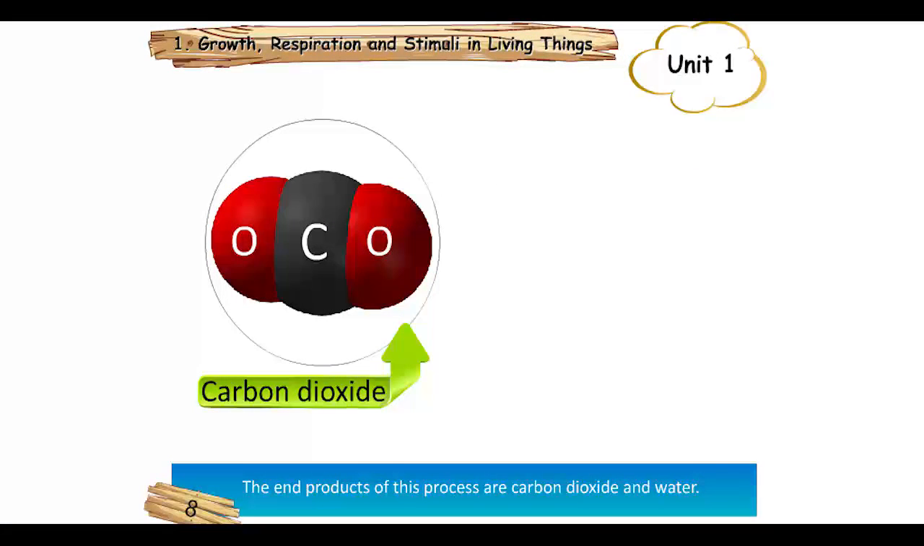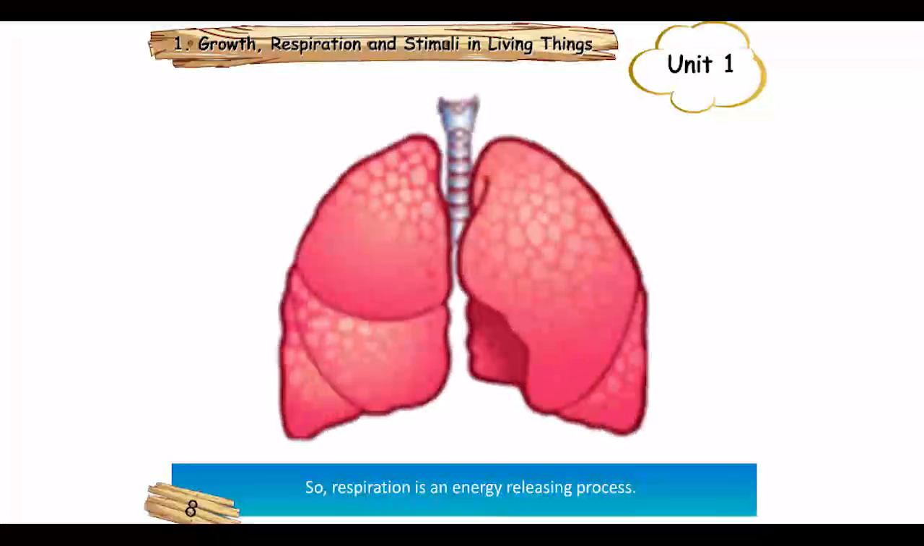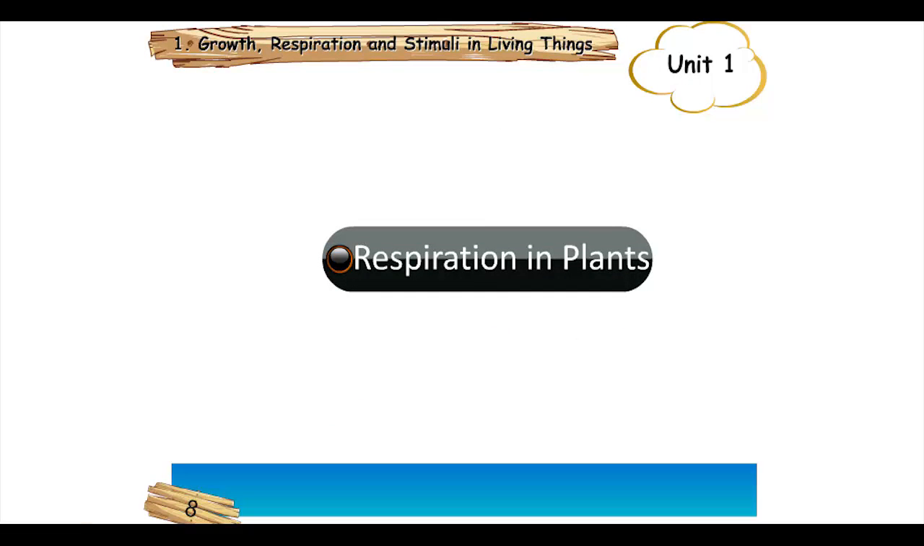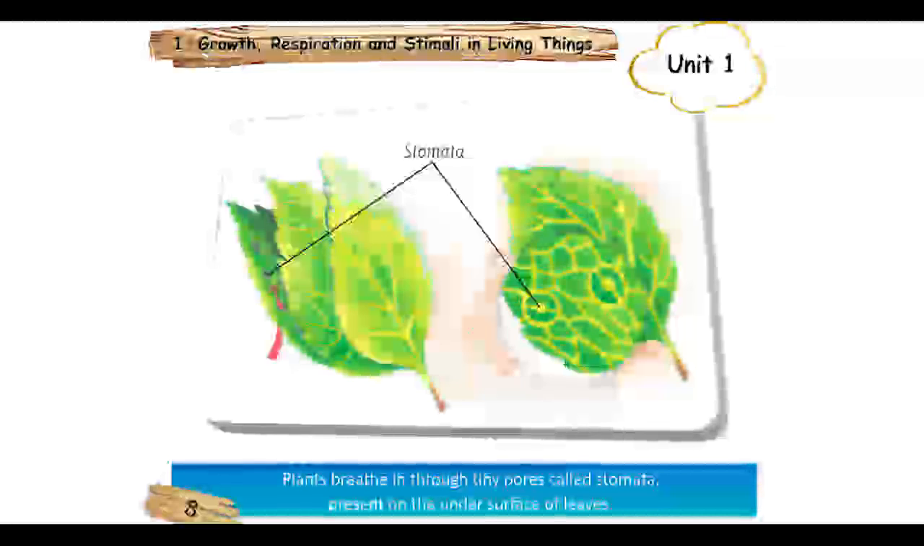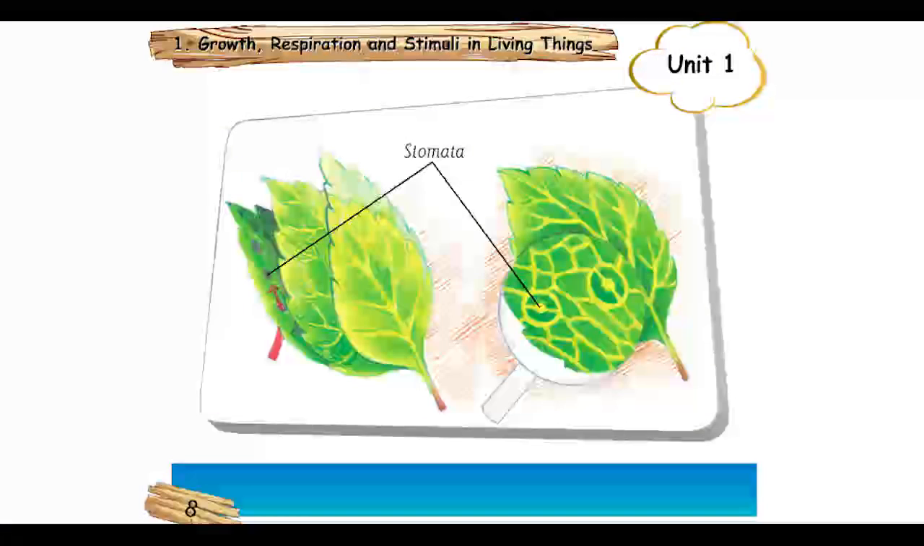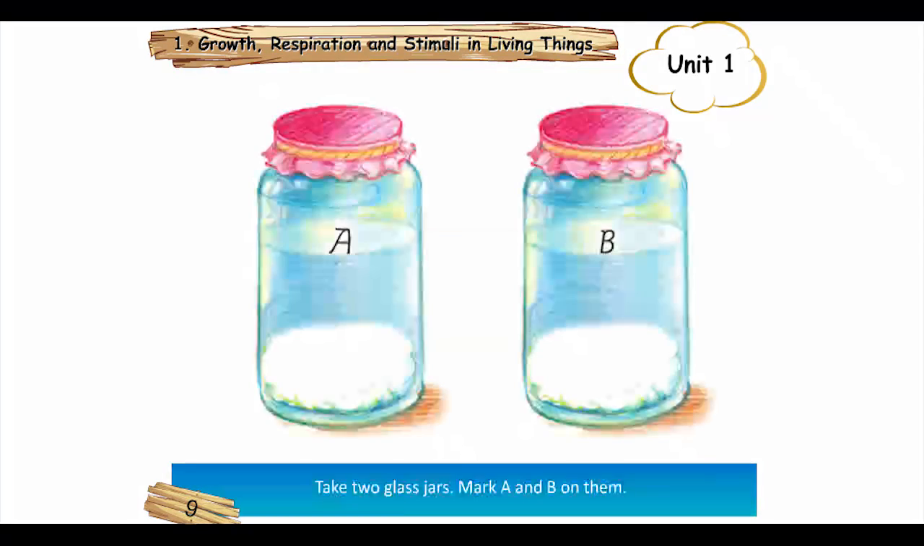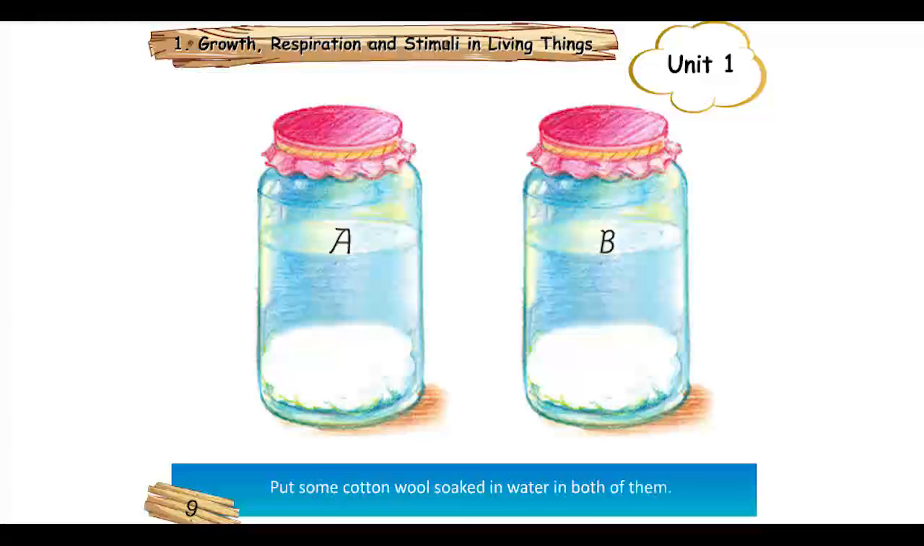The end products of this process are carbon dioxide and water. So, respiration is an energy-releasing process. It occurs in every living cell of the body. Respiration in plants. Plants breathe in through tiny pores called stomata, present on the undersurface of leaves. Stomata.